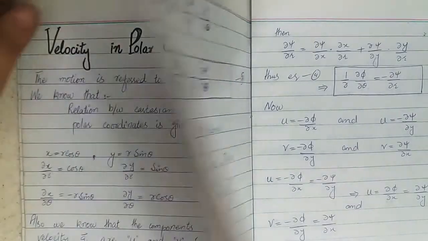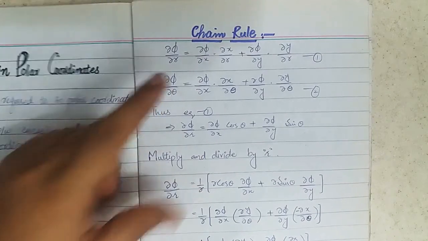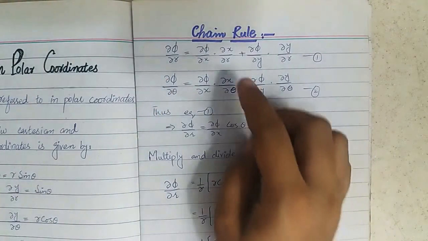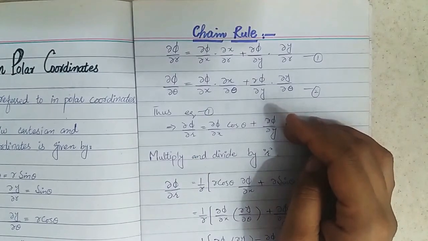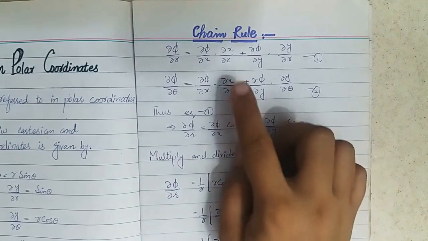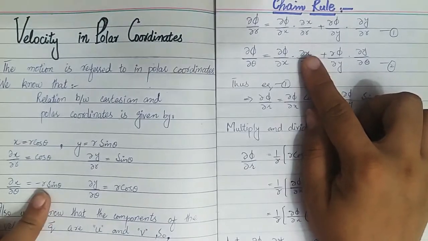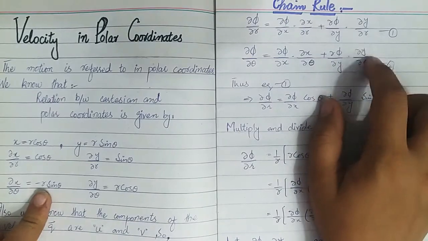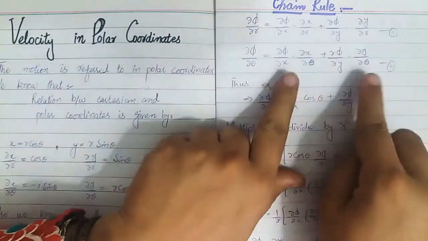And now we discuss equation 2 the same way. When we discuss equation 2, partial x by partial theta is equal to minus r sin theta, and partial y by partial theta is equal to r cos theta. So we will substitute these two values into equation 2.